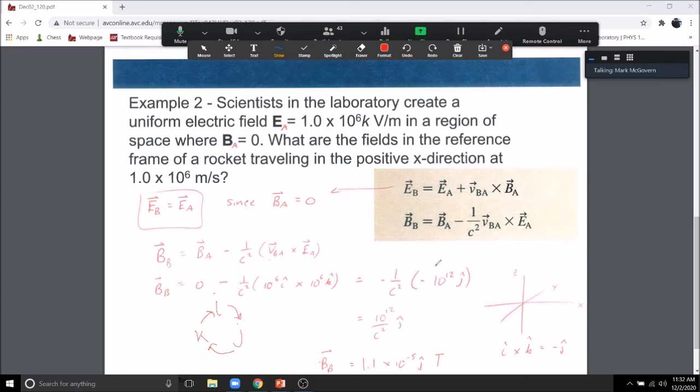The negatives cancel out, and we get 10 to the 12 divided by c squared, which is already like what? Like 10 to the 16 or something. So the field is 1.1 times 10 to the minus 5. That's like a little tickle of a field. That's like what the magnetic field of the Earth is, like where you're in your room right now. Or your car, or wherever you are right now.